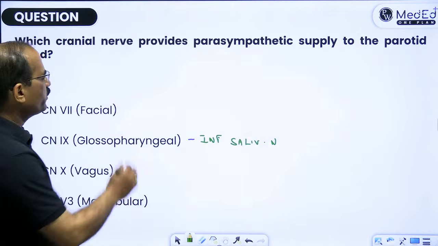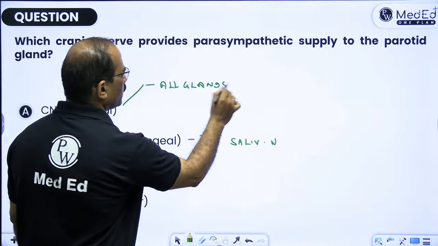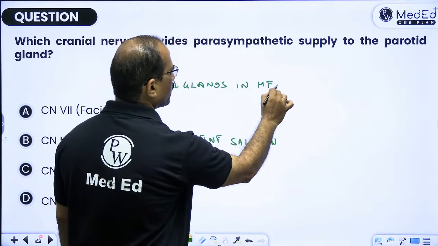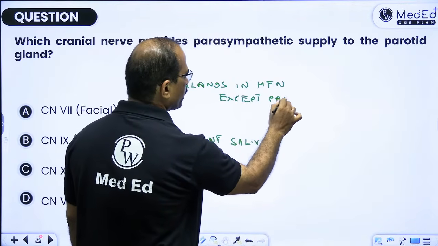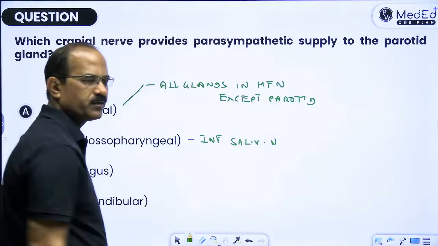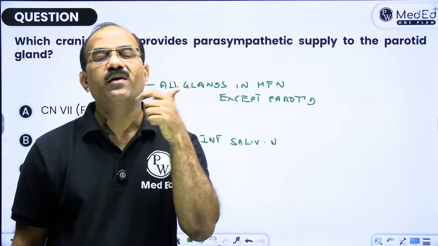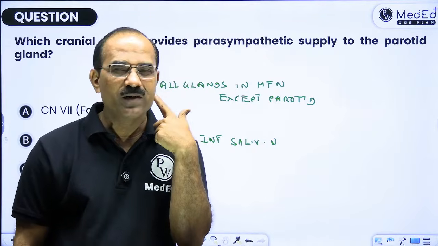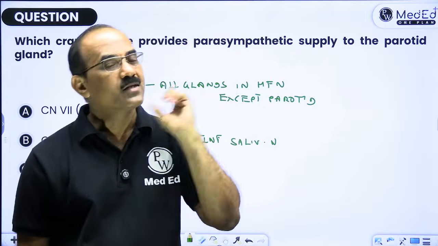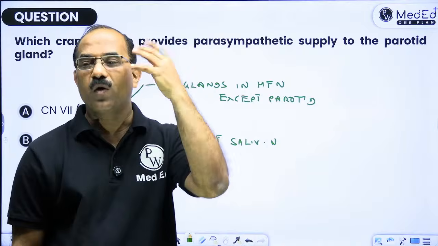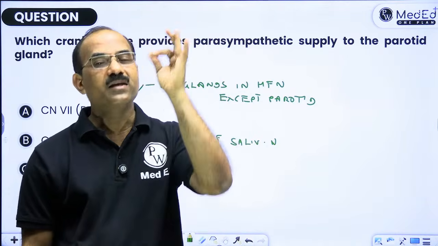Okay, what about the facial? Facial nerve supplies all the glands in the head, face and neck, except parotid. ठीक है, मतलब all the glands का मतलब क्या है? Lacrimal, nasal, palatine, pharyngeal, submandibular, sublingual. ये होता है all the glands. So all the glands in the head and neck are supplied by facial nerve except parotid.